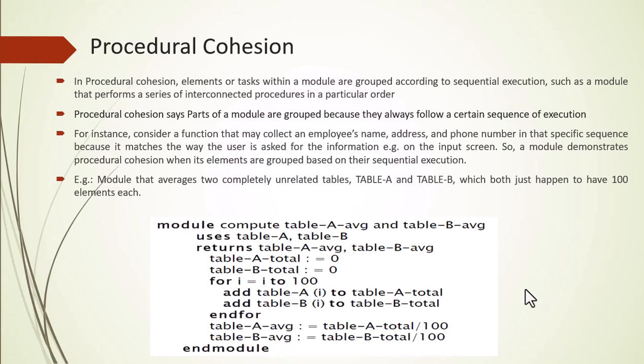Similarly, you can take a simple example of C++. When you want to compute some problem, the first step is the declaration and initialization of variables, and then you take input, and then you put some formulas in sequence. If you don't put the formulas in sequence, it will not be executed. So procedural cohesion includes different statements in sequence.